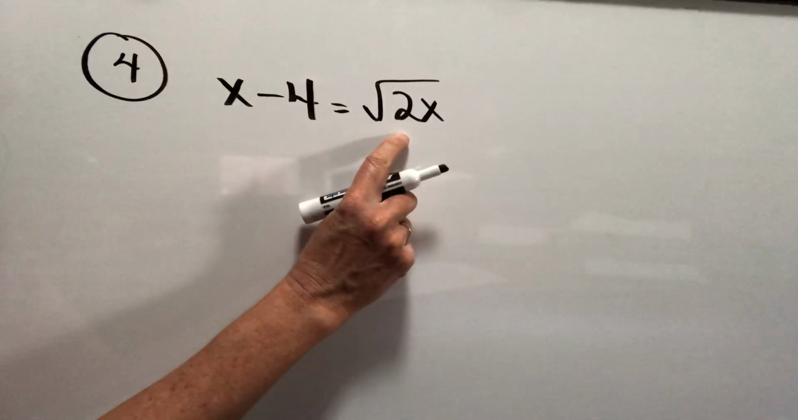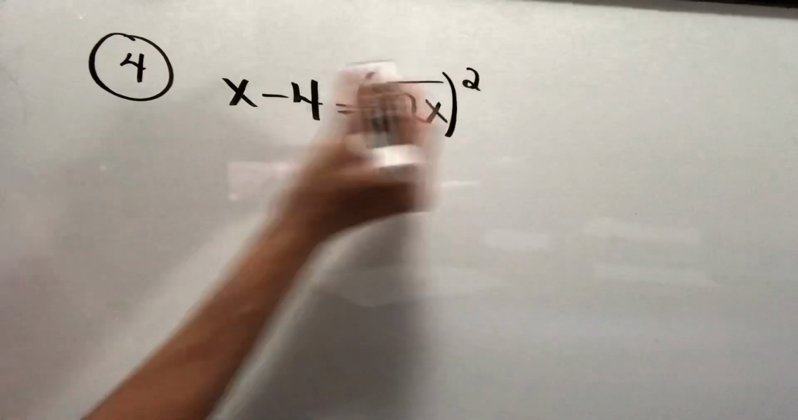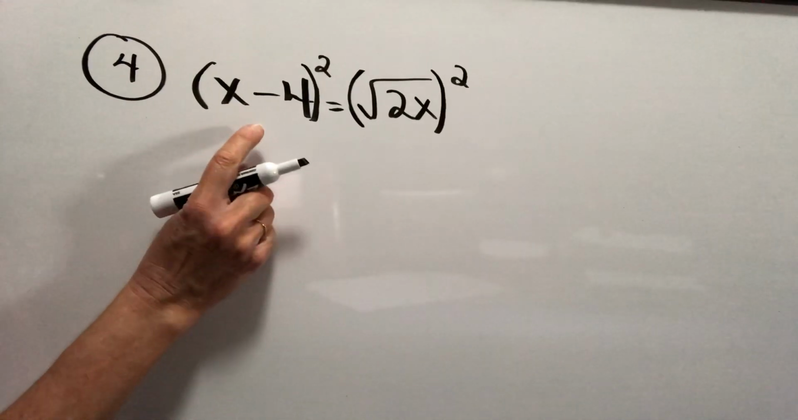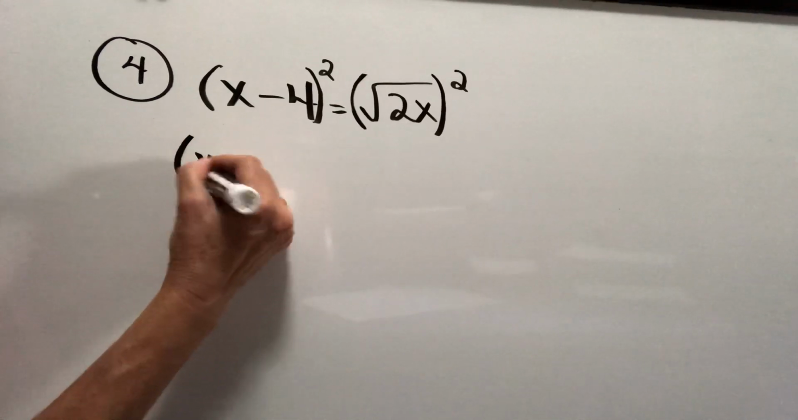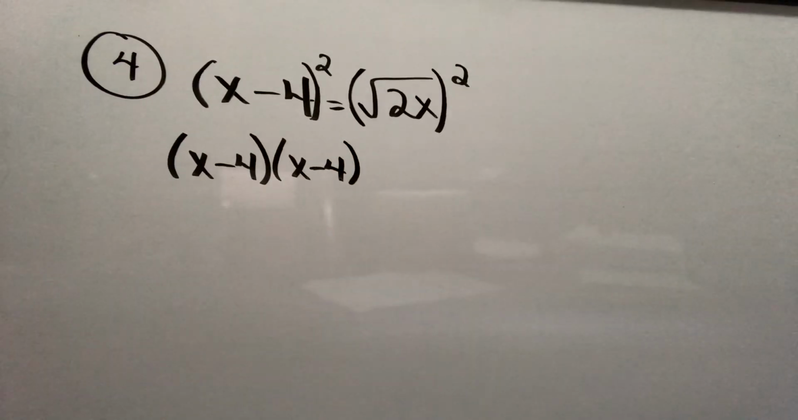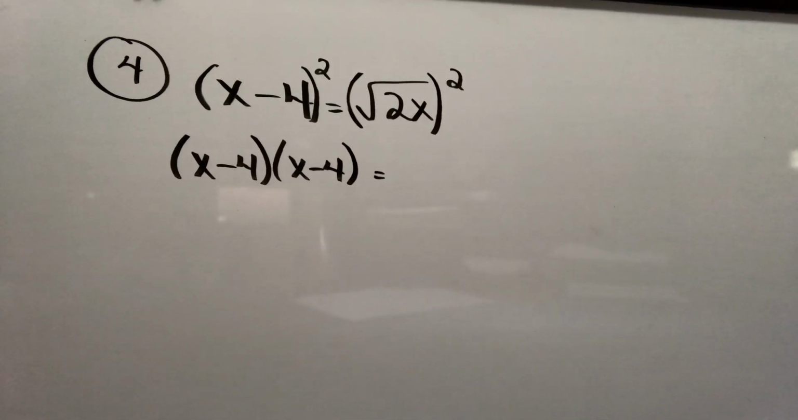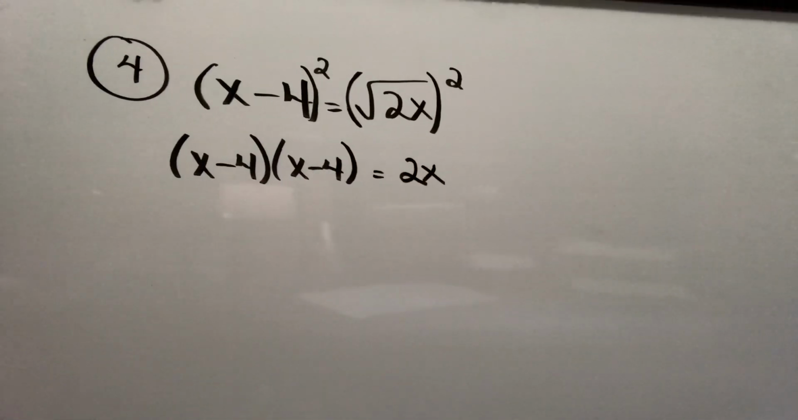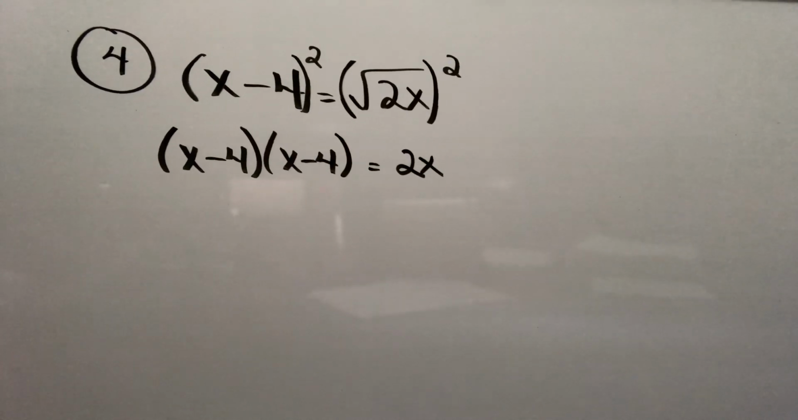Now keep in mind that's a square root, which implies that there's a 2 here. So we're going to square both sides of the equation. So here's the part that's different. On the left side, in order to square x minus 4, it means to think of it as multiplication by itself. So think of it as x minus 4 times x minus 4. And on the right side, when you square and square root, those cancel each other out and you get 2x.